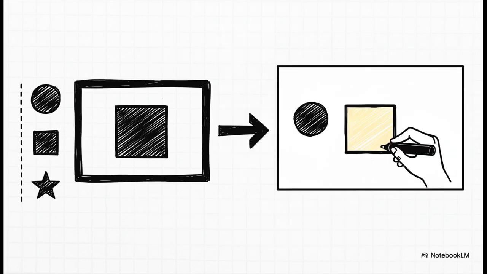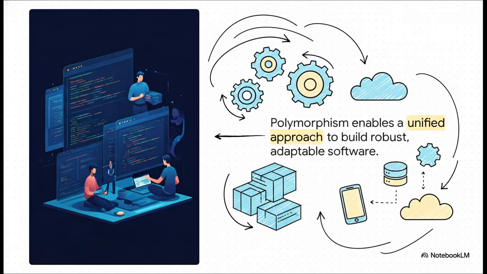And third, you get this amazing dynamic behavior. You can have a whole list of different shapes, a circle, a rectangle, another circle, and you can just loop through them and say draw to each one. The program automatically figures out which draw method to call for each object on the fly. It's incredibly adaptive. So when you put it all together, polymorphism lets developers build these really complex systems that are so much cleaner, way easier to update, and a lot simpler to expand. It's not just a trick, it's a foundational tool for building software that can actually grow and adapt over time.